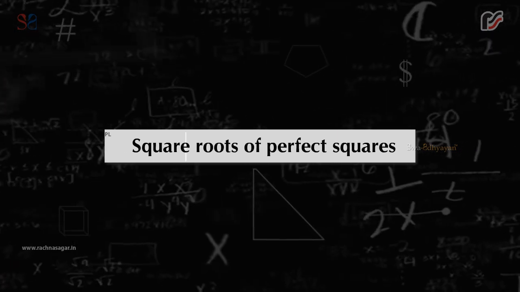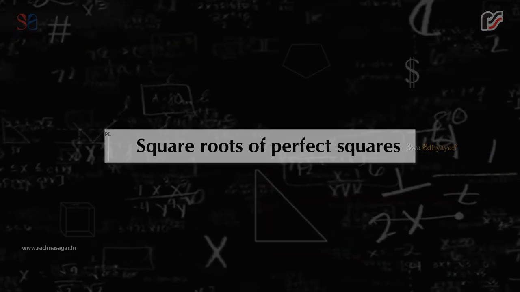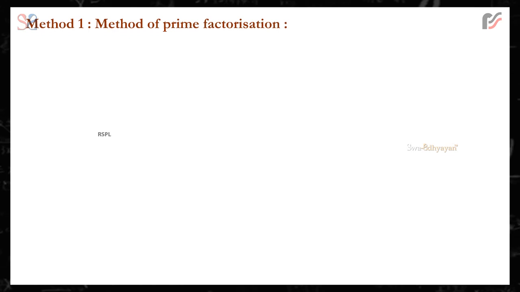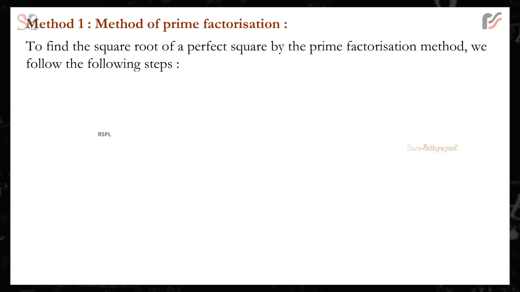Square roots of perfect squares. Method 1. Method of prime factorization. To find the square root of a perfect square by the prime factorization method, we follow the following steps.